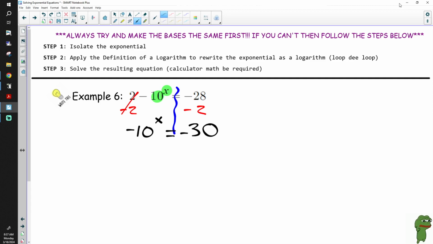Well, if I divide negative 10 to the power of x by 10, now it's going to be negative... Well, we can't divide by 10. Divide by negative 1. What happens when I divide this by negative 1? It becomes positive. And then we have something I can put into the calculator. If I divide both sides by negative 1, my left side becomes 10 to the power of x, positive now, equals positive 30.